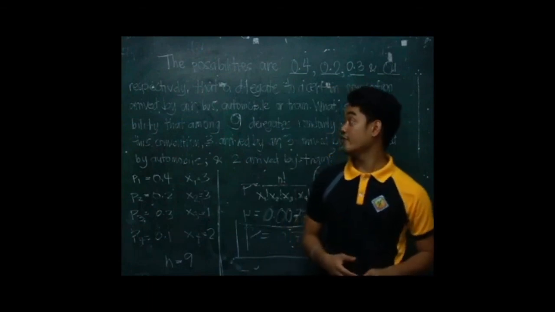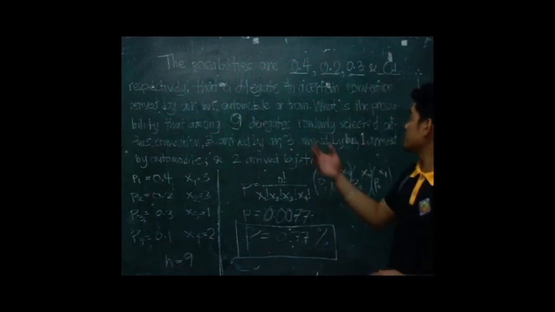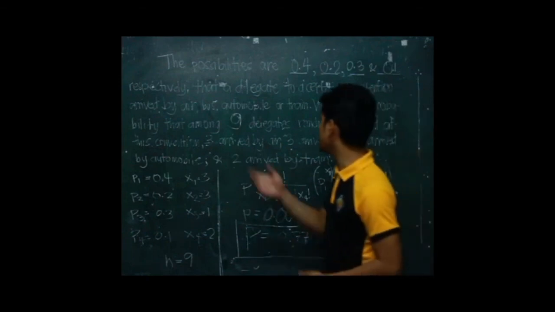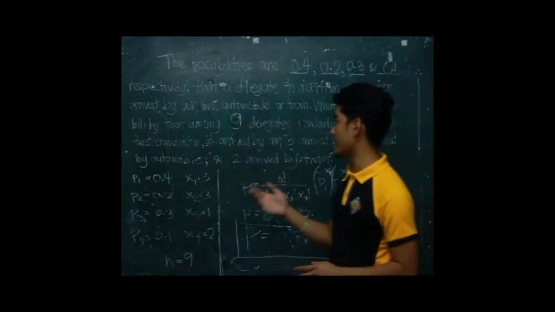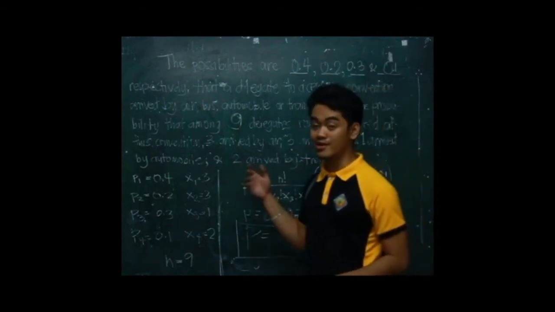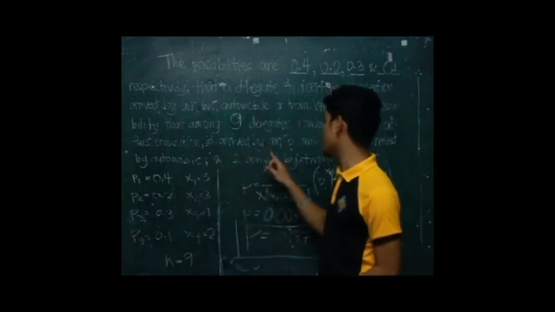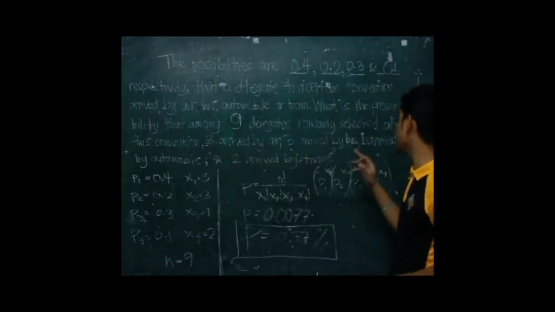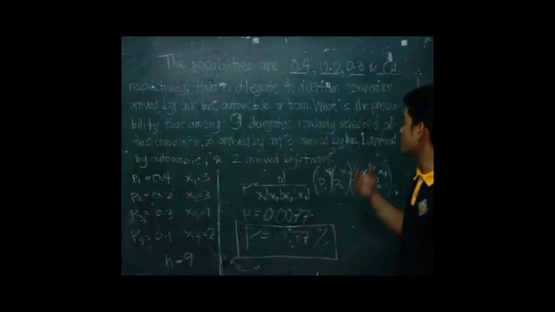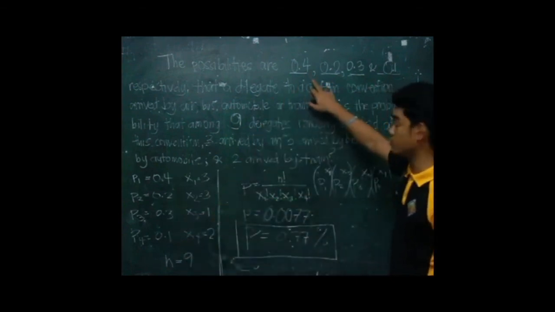Hi, and now we have a multinomial distribution problem. The probabilities are 0.4, 0.2, 0.3, and 0.1 respectively, that delegates to a certain convention arrived by air, bus, automobile, or train. What is the probability that among 9 delegates randomly selected at this convention, 3 arrived by air, 3 arrived by bus, 1 arrived by automobile, and 2 arrived by train? So we have the probabilities: 0.4, 0.2, 0.3, and 0.1, which are already given here.